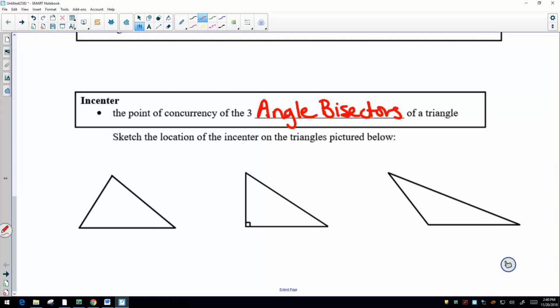So what that's saying here is for each of the triangles listed below, I'm going to construct an angle bisector, one at each vertex, giving us 3. And then we're going to take a look at that point where they all meet. That's going to be called the point of concurrency. And for angle bisectors, that's the incenter.